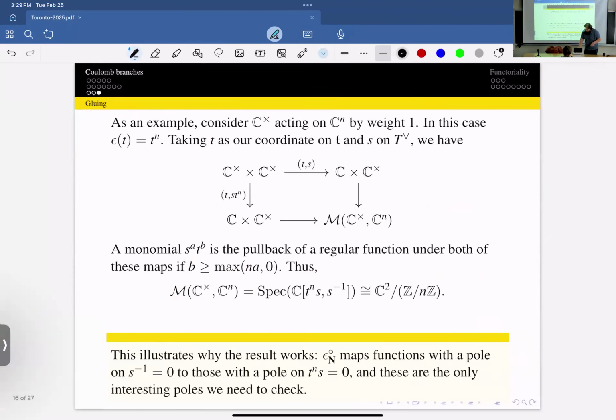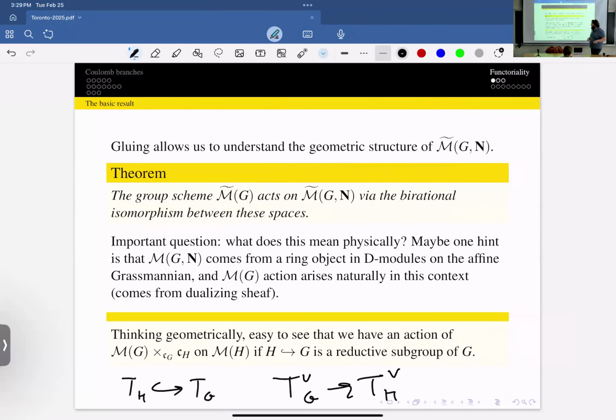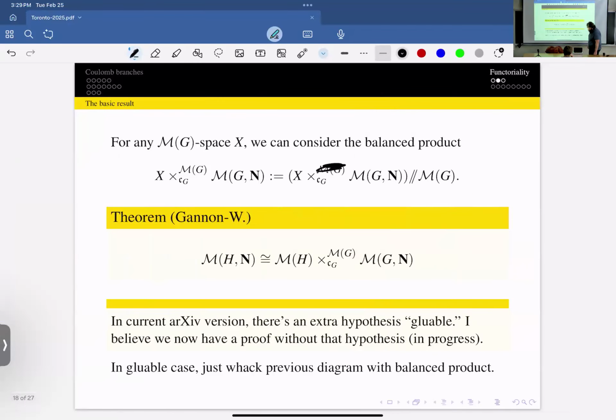The main issue is actually compatibility with pullback to C of H. So you look at what you would need for that pullback diagram to still work after you base change with C of H, and that's literally exactly what this extra hypothesis gluable we added is. But I think we now know, yeah.